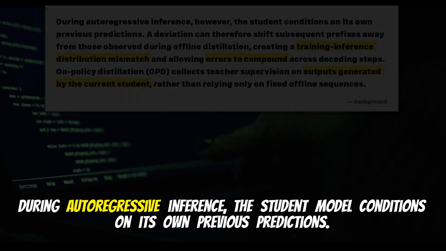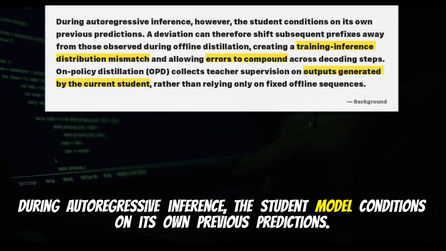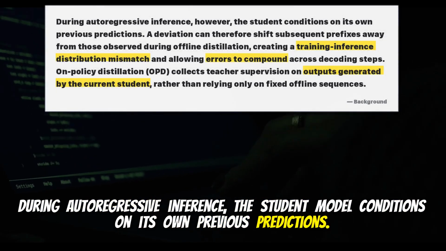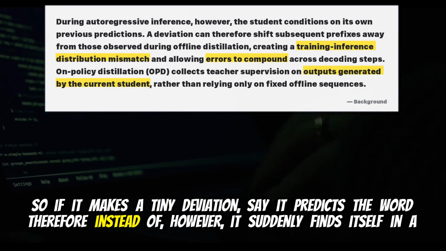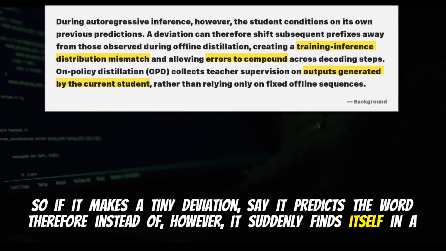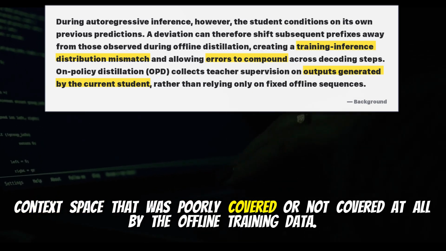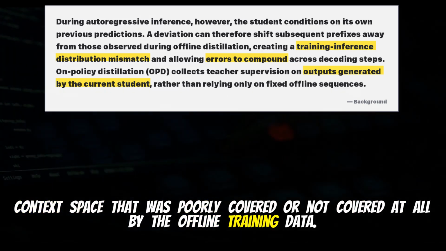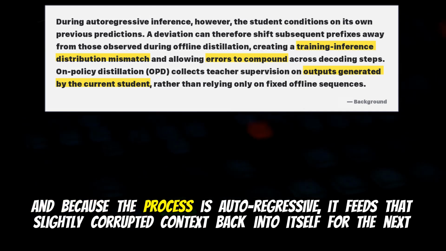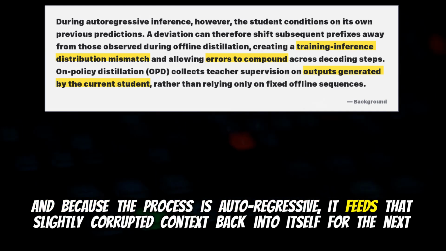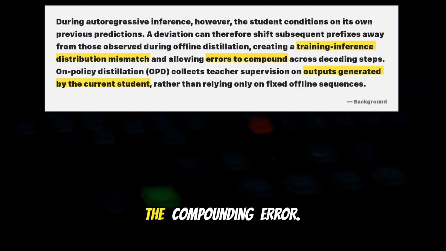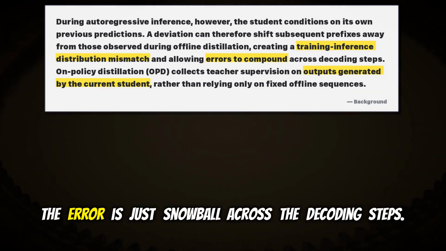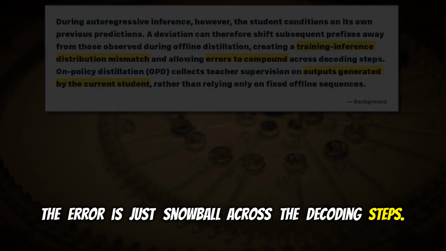Precisely. During autoregressive inference, the student model conditions on its own previous predictions. So if it makes a tiny deviation, say it predicts the word therefore instead of however, it suddenly finds itself in a context space that was poorly covered or not covered at all by the offline training data. Oh, wow. And because the process is autoregressive, it feeds that slightly corrupted context back into itself for the next token. The compounding error. Exactly. The errors just snowball across the decoding steps.